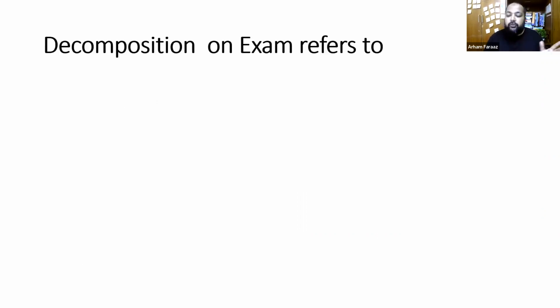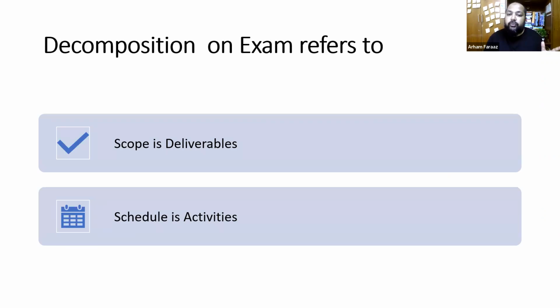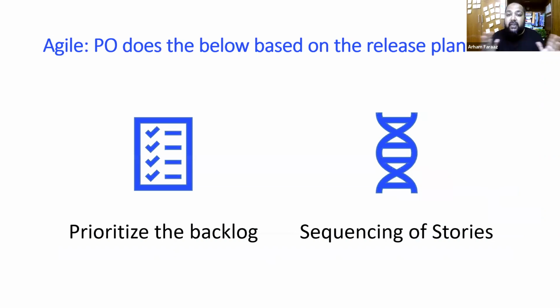Now decomposition on the exam, as I told you, refers to scope for deliverables, schedule for activities. Now for agile projects, the PO does the below. He does the prioritizing of the backlog. He does the sequence of stories based on the release plan. So based on the release plan, the PO would say what's the best thing that's going to add value to the customer. Let's give this first to them. So he'll prioritize and he'll sequence the stories.